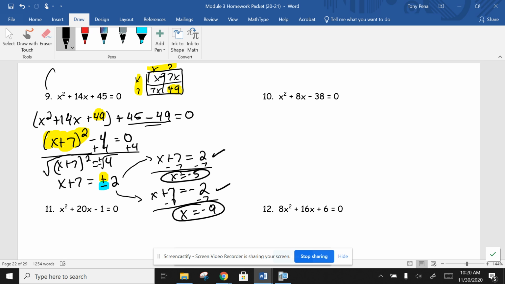Think back to when this factored, right? We said this could have been x plus 9, x plus 5. Doesn't a negative 9 make this a 0? And a negative 5 make this a 0? Those, not coincidentally, were our 2 answers, a negative 5 and a negative 9.